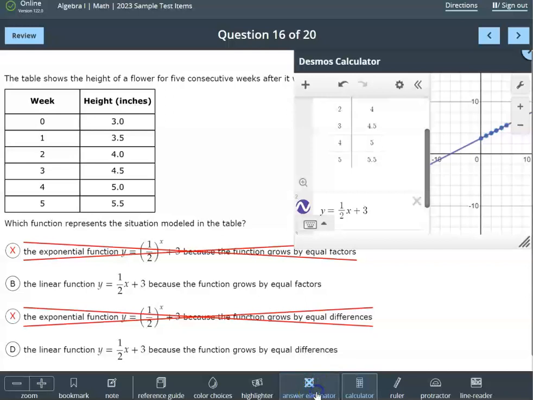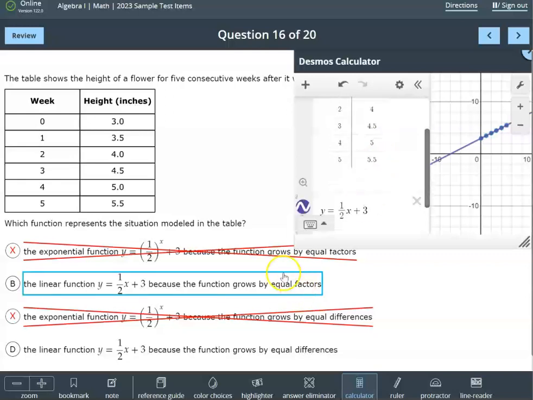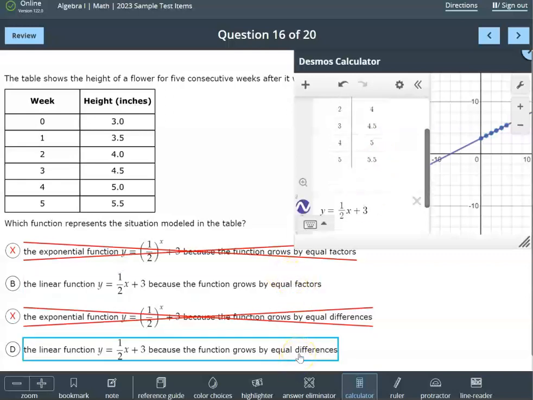Well, the key word here is factors, and the word in D is differences. Factors means you're multiplying by something. Differences means you're adding or subtracting something. So in this case, we're adding 0.5 as we go from one point to the next. 3 to 3.5, you're adding 0.5, you're adding 0.5. So those are not equal factors, but they are equal differences. So the correct answer in this case must be D.